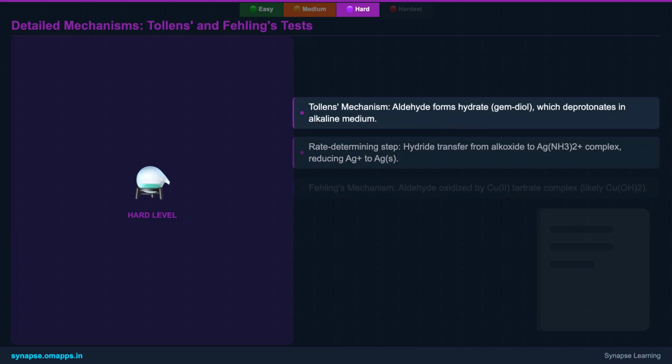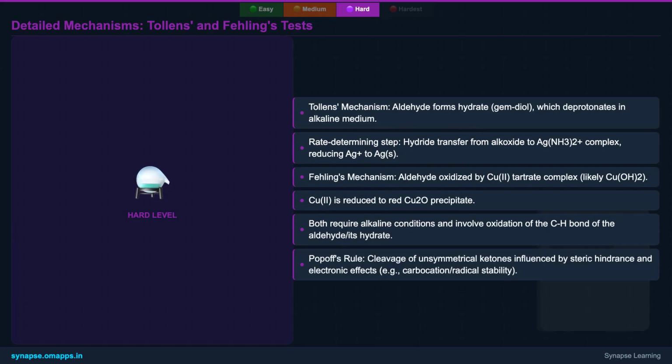At the hard level, we dive into the nitty-gritty details of the classical tests. The Tollens test, giving a silver mirror, involves a fascinating hydride transfer from the deprotonated aldehyde hydrate to the silver complex. This step is crucial for the reduction of Ag+ to metallic silver. Similarly, the Fehling's test, producing a red cuprous oxide precipitate, relies on the oxidation of the aldehyde by a copper tartrate complex. Understanding these specific electron movements and intermediate formations is vital for JEE Advanced.